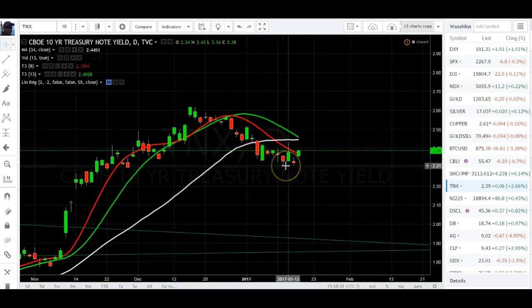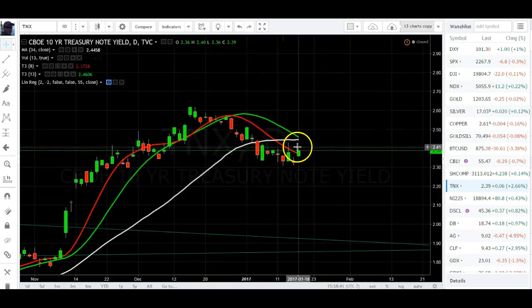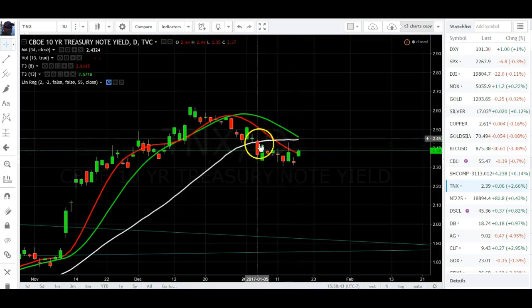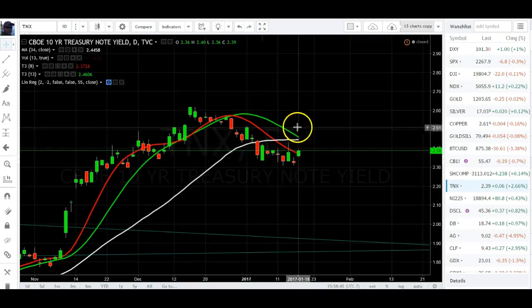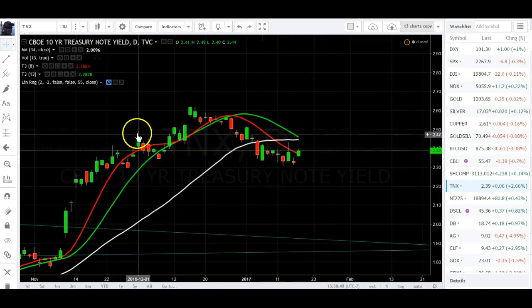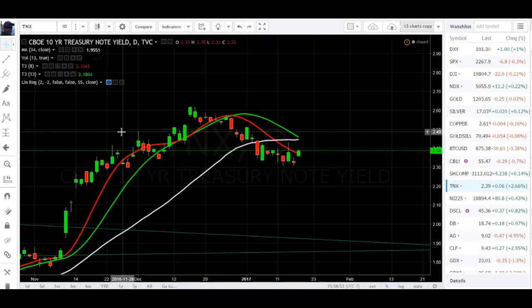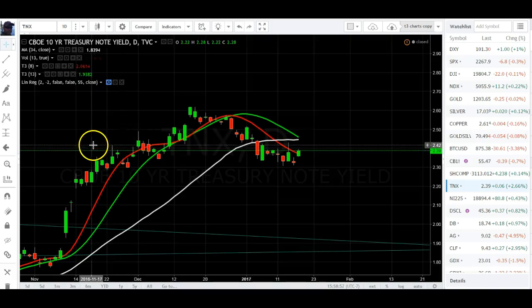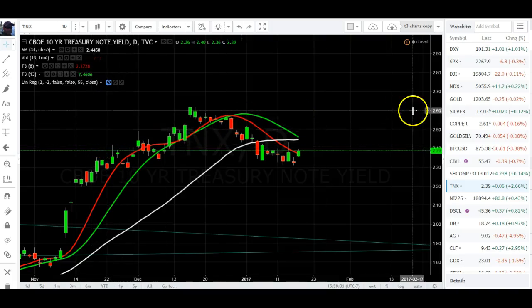Although we are working with a double bottom now. We got rejected at the 8. Now it's crossing the 8, closed above the 8. So we got still a little bullish action. We got resistance at the 34 and 13 all together. Needs to close above previous highs. We got 2 previous highs over here.